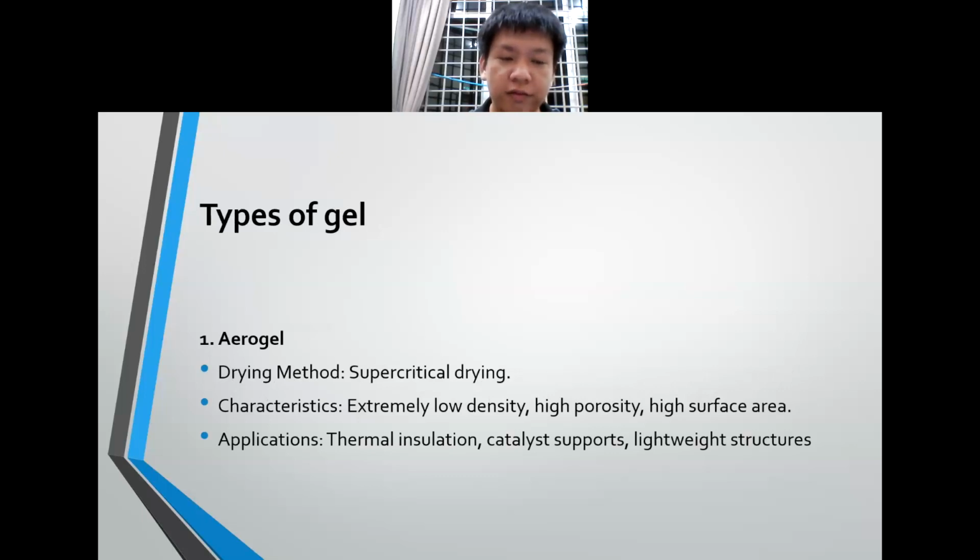And then the types of gel used, aerogels. The drying method to form aerogel is supercritical drying. So the characteristics of aerogel is extremely low density, high porosity, high surface area, and then application of aerogel is thermal insulation, catalyst support, lightweight structure.